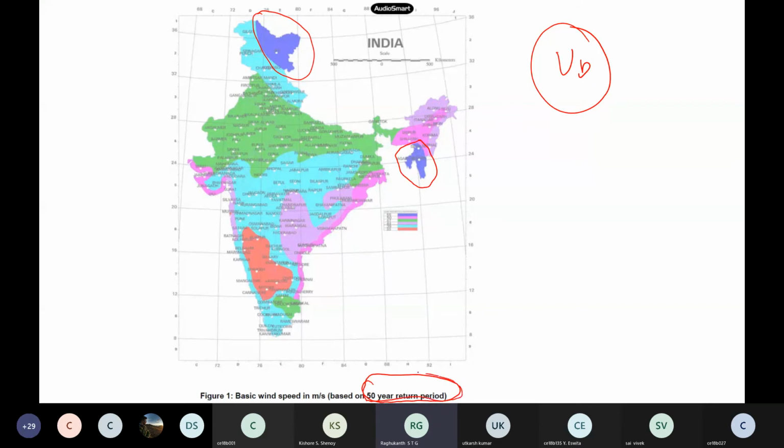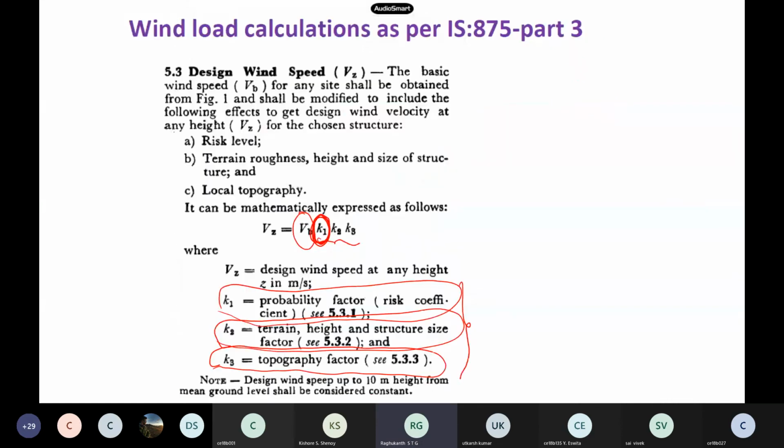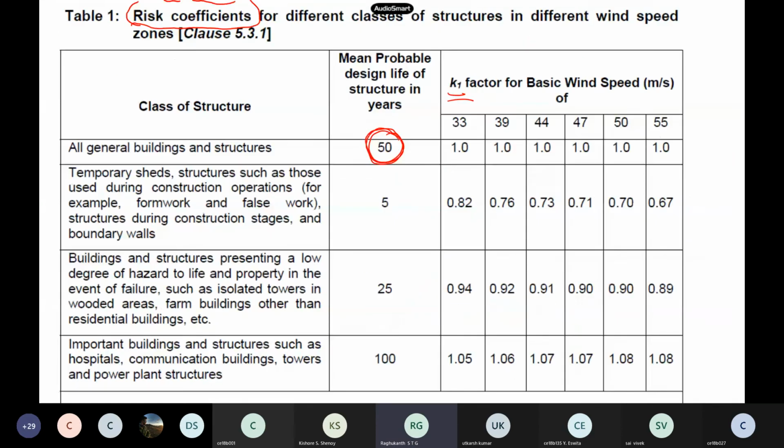So this map corresponds to a 50-year return period actually. Okay, this is a very, very important concept. So you can find out the chance that it can be a risk. Now this K1, which is a probability factor, they give like this. Suppose you have taken building life as 50 years, say. So generally for all building structures, we assume their life will be 50 years.